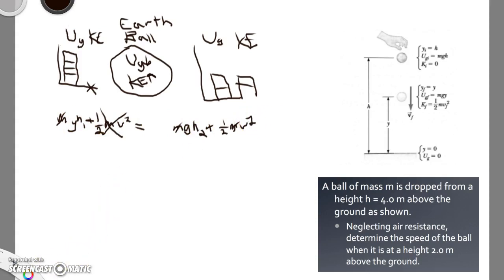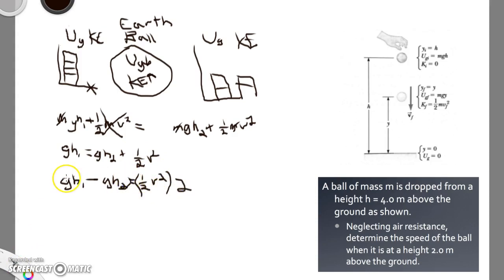Here we've cleaned it up a little bit. The next step will be to subtract gh2 to the other side and then multiply both sides by 2. We can actually factor out the g as well. So we get 2g times (h1 minus h2) equals v squared. Let's substitute in the values and find out what v is.